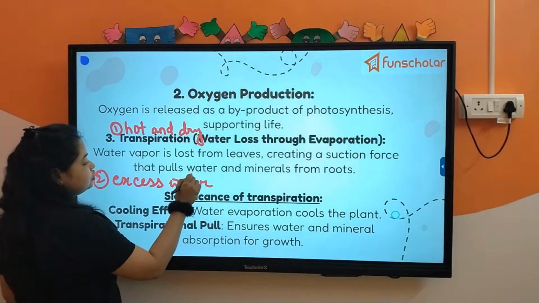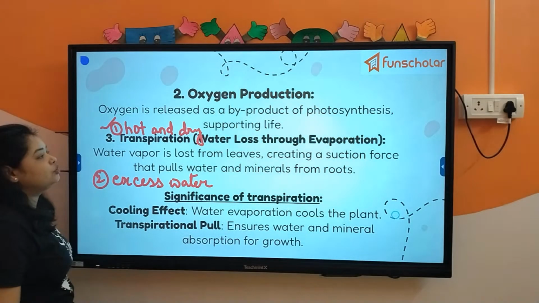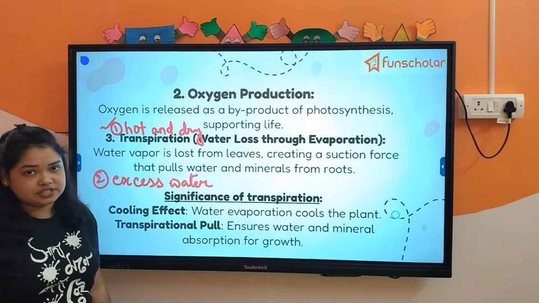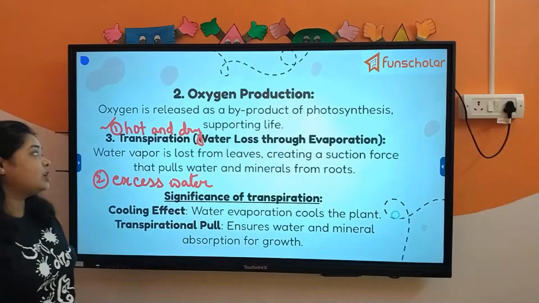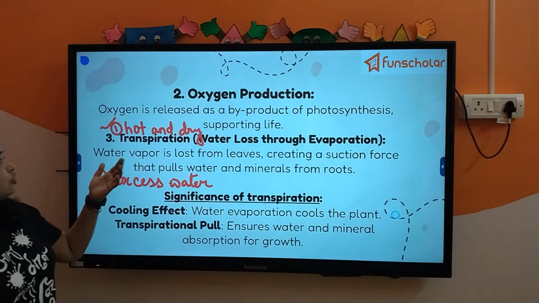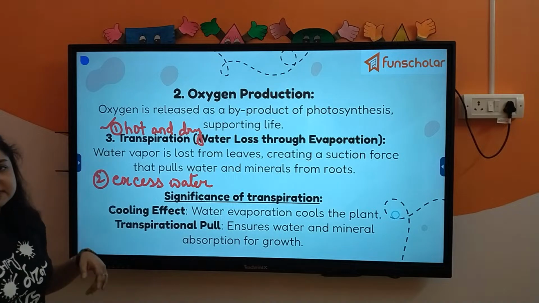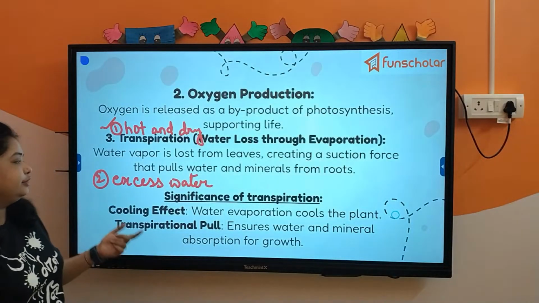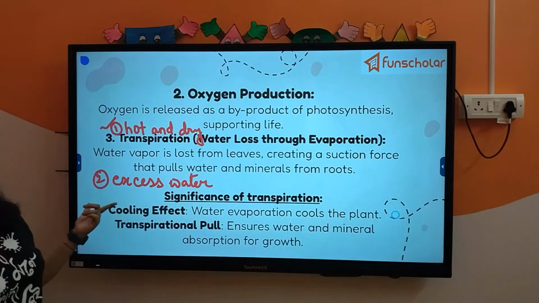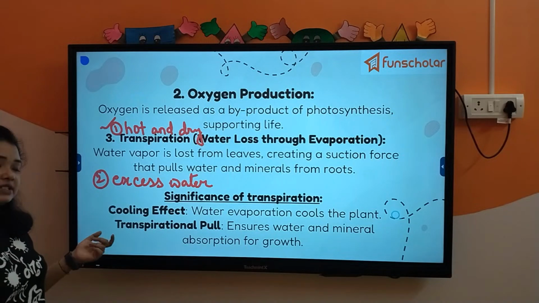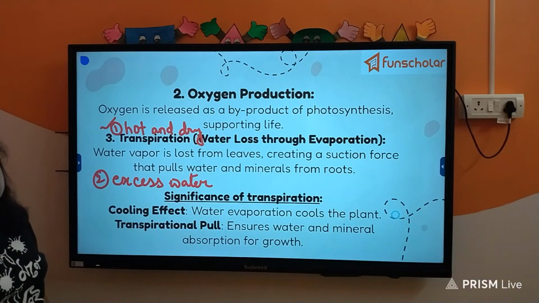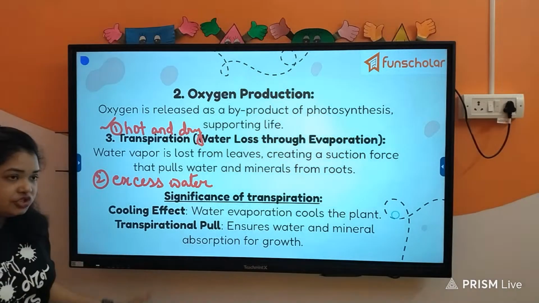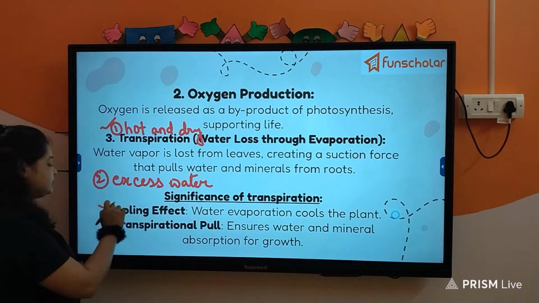So you can relate the first condition with the plants that grow or are adapted in the desert conditions, because in the desert conditions, to prevent this loss of water through transpiration, the leaves actually turn into spines, which we will discuss in the modifications of the leaf. But whenever there is excess of water in the plant body, then also the excess water is excreted in the form of vapor through the stomata, and this transpiration also is a very essential process because it has two major significances.